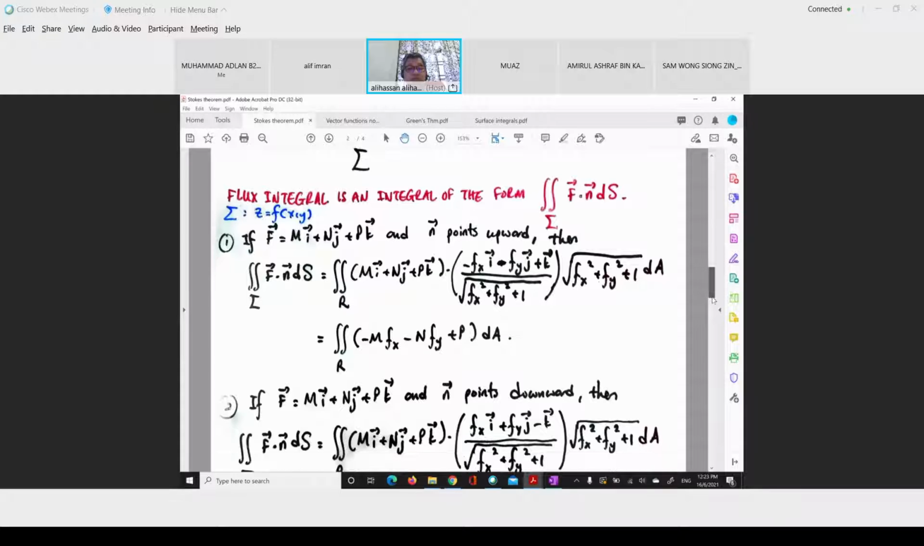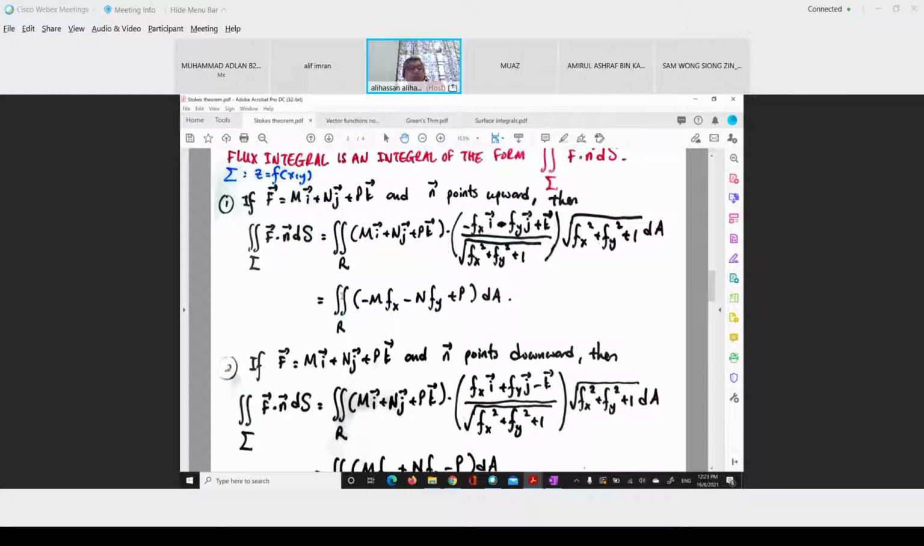Okay, so the flux integral reduces to a double integral over a region R. This region R is the projection of the surface on the xy plane.